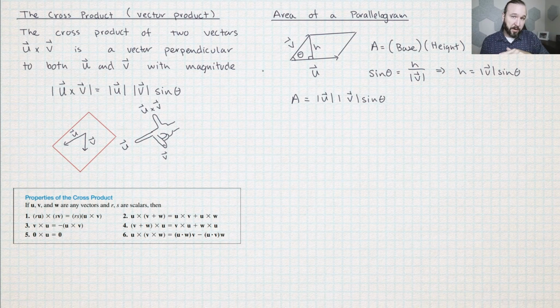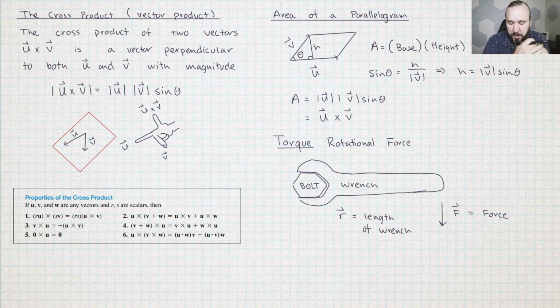It always produces a vector that's perpendicular to both of the original vectors, and it follows the right-hand rule. And the magnitude of the cross product gives you the area of the parallelogram that those vectors form. Torque is the amount of rotational force.